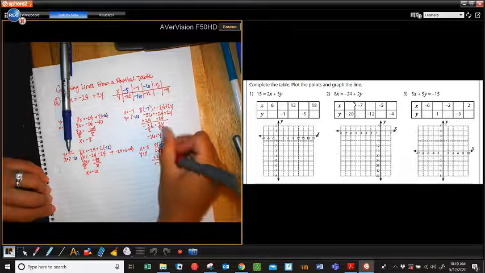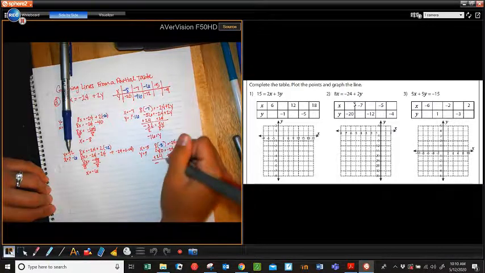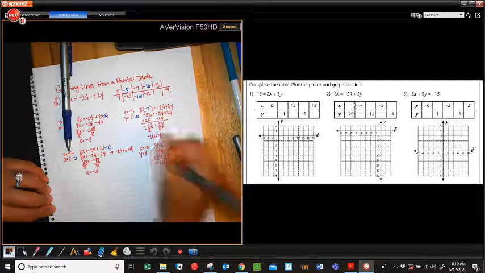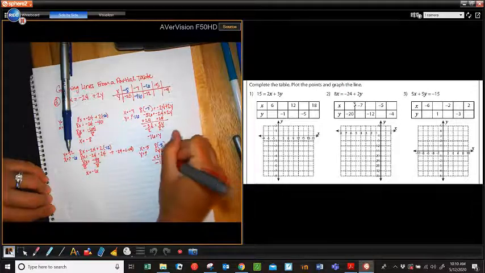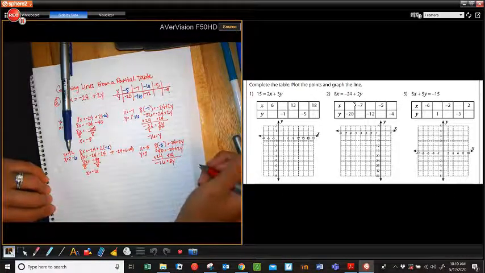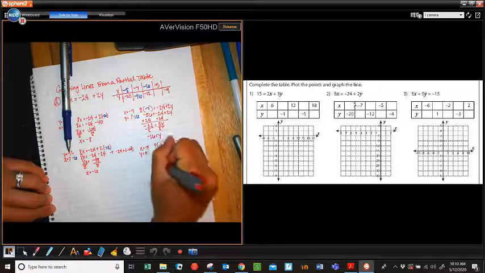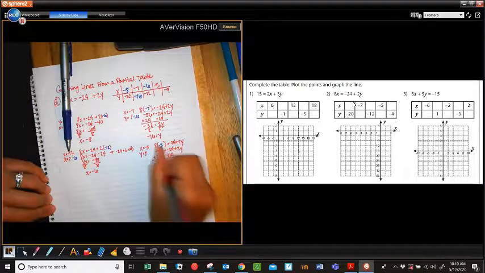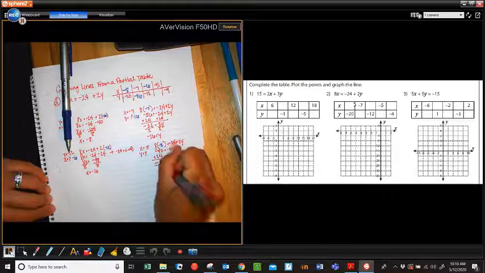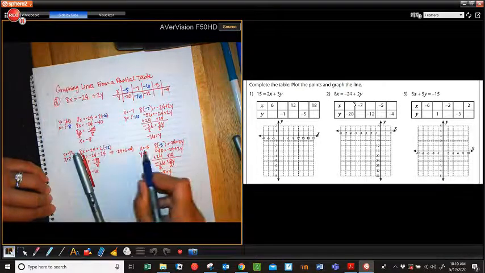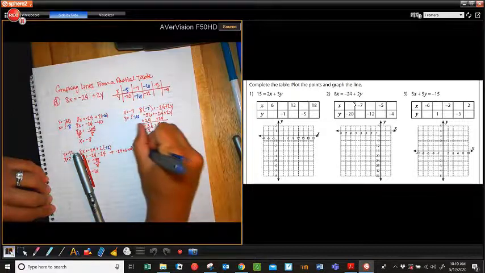Cancel that, or carry. 10 minus 4 is 6, 3 minus 2 is 1, negative 16 equals 2y. Well, what is y? We have to divide by 2, and negative 16 divided by 2 is negative 8 equals y. So when x is negative 5, y is negative 8.